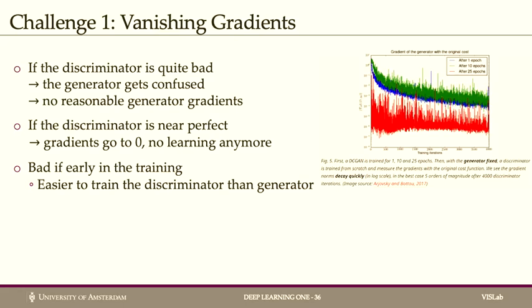Yeah. I'm just confused about what this graph shows. Is it showing the norms of the gradients of the discriminator, or the generator? Because it seems like the title says of the generator, but the caption says of the discriminator. If I'm reading it properly. Gradient of the generator, I think.